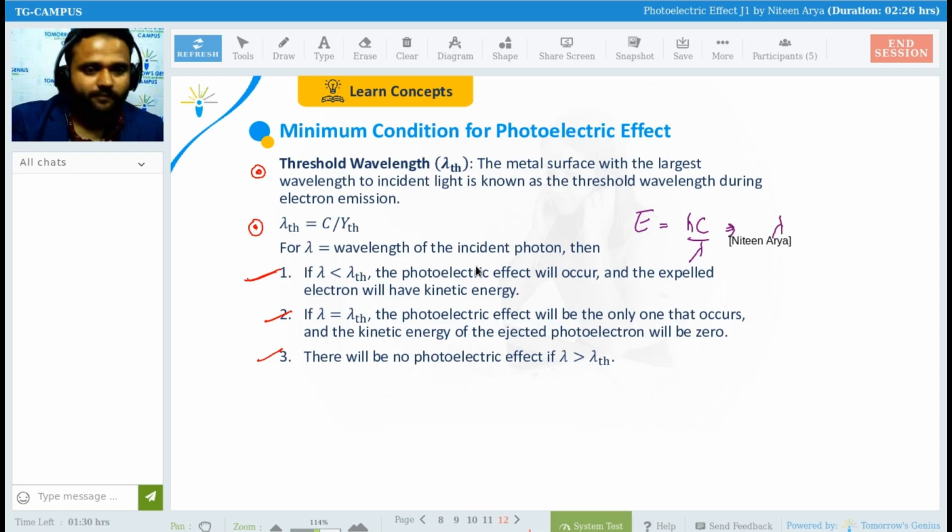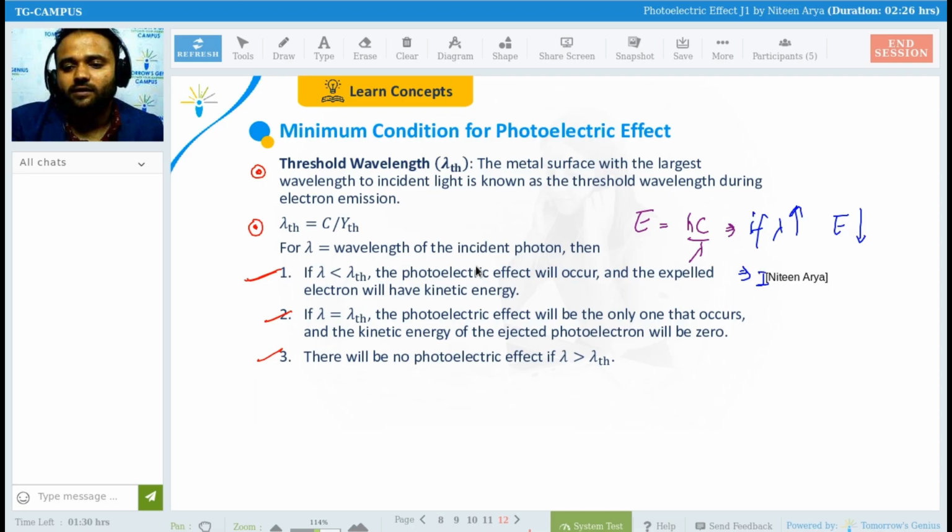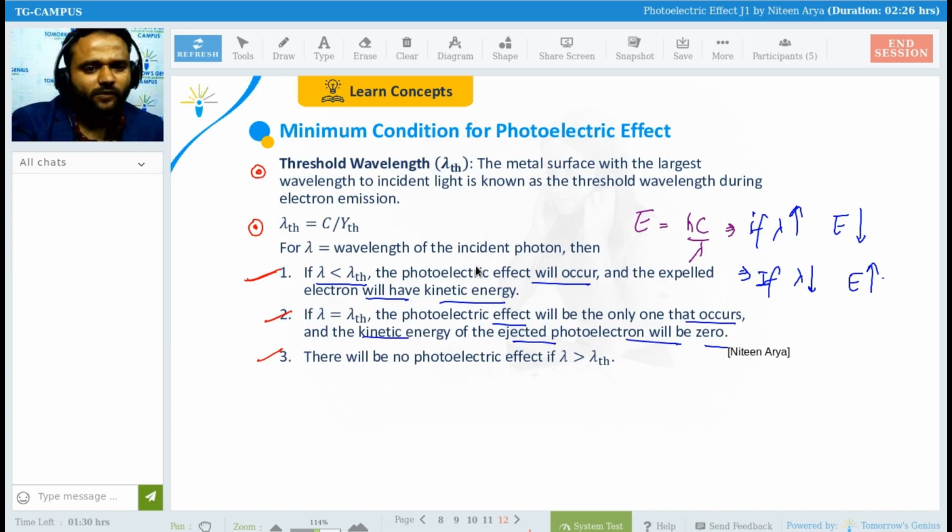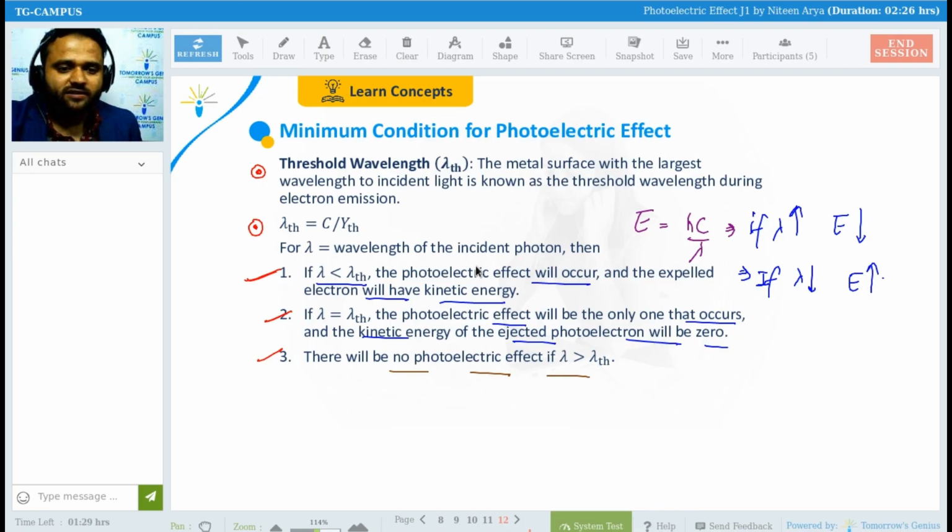If λ is high, energy is lower. In the second case, if λ is lower, energy is high, and that is what we can see. If the incident photon has a lesser wavelength than the threshold wavelength, the photoelectric effect will occur, and the expelled electron will have kinetic energy. If it is almost equal, the photoelectric effect will be the only thing that occurs, and the kinetic energy of the ejected photoelectrons will be zero. For the third case, there will be no photoelectric effect. Why so? λ greater, energy lesser. With lesser energy, we cannot see the photoelectric effect. Is this clear, everyone? Is this clear now, beta?